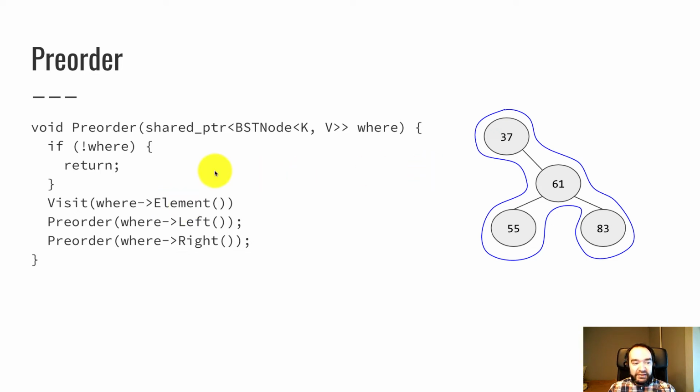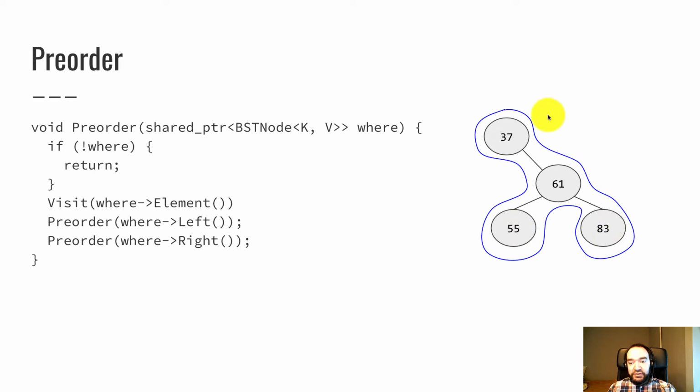So if we were to run this, it would first be executed on the root node. And the first thing we would do is visit the 37. Then we would visit all the left descendants. There aren't any, so that would hit the base case and do nothing. Then we would visit all the right descendants. So what would happen on the 61? First, we would visit 61. So we did 37, now we're doing 61. Then recursively visit all the left descendants. There's only one of them, 55. Then recursively visit all the right descendants, 83. So the order we got here was 37, 61, 55, 83.